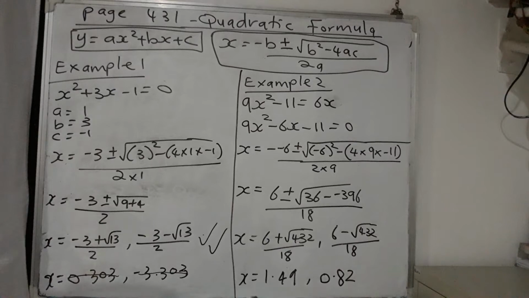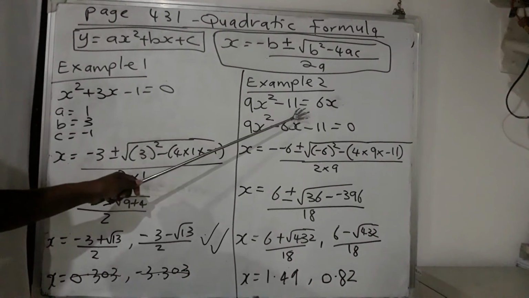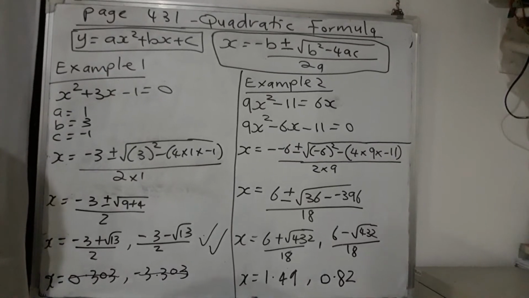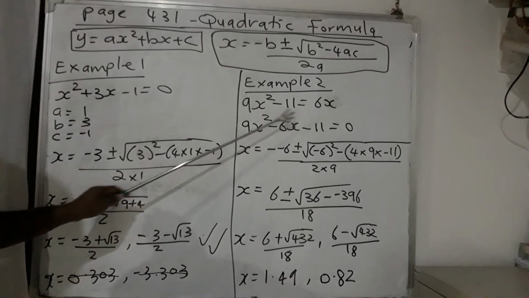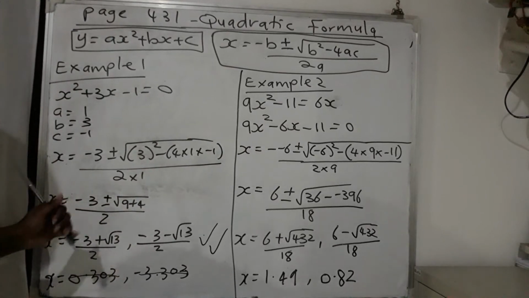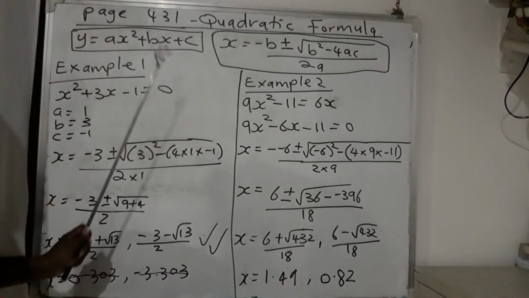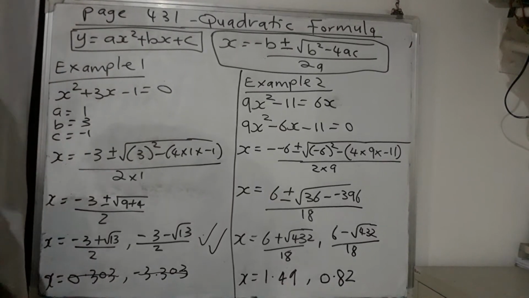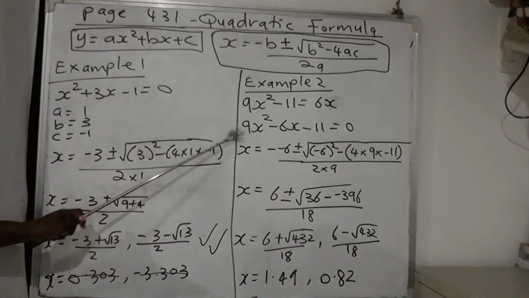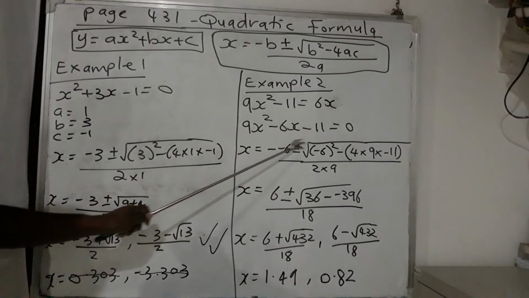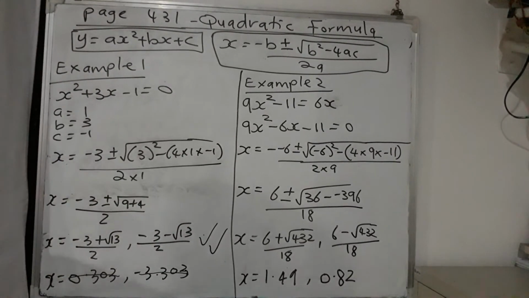Alright, let us now go on to example 2. 9x squared minus 11 is equal to 6x. Oh wow, this is not equal to 0, and we know from earlier that when we are solving a quadratic equation, we have to make sure that it is equal to 0. If it is not, we will make it equal to 0. Alright, let's take the 6x to this side. 6x will come this side as minus 6x, so 9x squared minus 6x minus 11 is equal to 0.